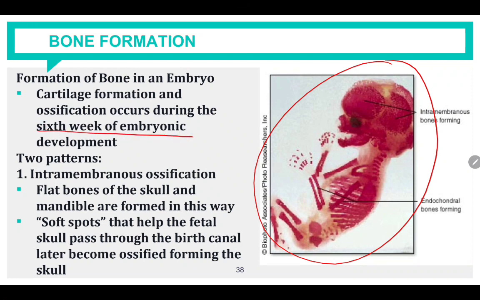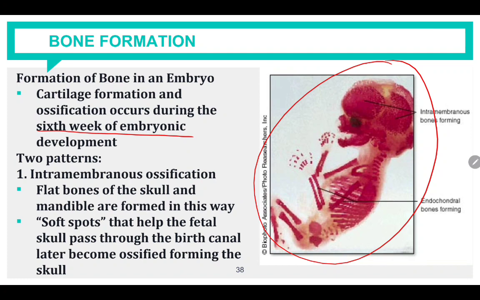It will come in two ossification patterns. The first one is the intramembranous ossification. Okay? Flat bones of the skull and mandible are formed in this way. The soft spot, yung sa pag-anak natin, guys, di ba? Kung nakakita na kayo ng baby, yung pag-anak talaga, medyo soft pa yung skull nila.